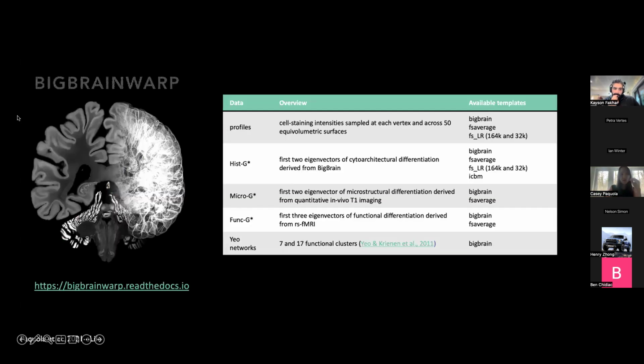If you're interested in using this histological data, we wrapped a lot of it up into BigBrainWarp. It's also a toolbox for doing transformations between histological and in vivo imaging data. But we've also released the profiles and the gradients from there. So if you're interested in this, feel free to go to the GitHub or the read the docs or email me as well.